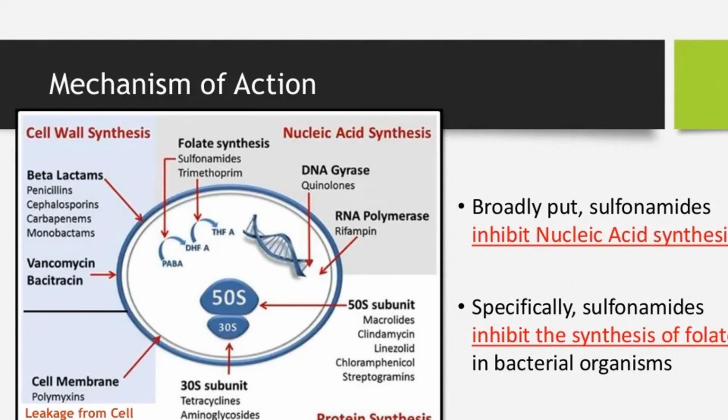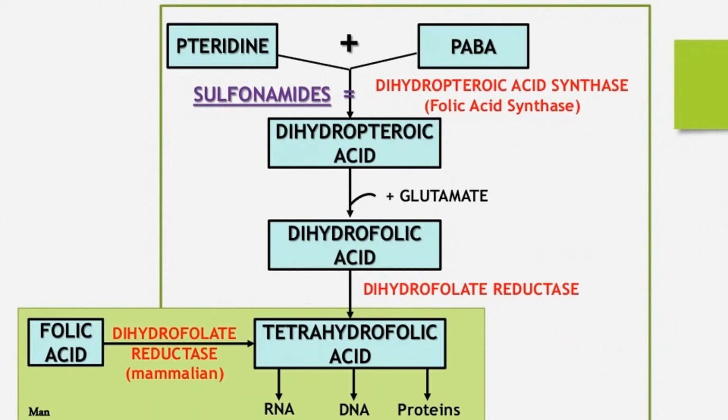Then the mechanism of action of sulfonamide derivatives: broadly put, sulfonamides inhibit nucleic acid synthesis, and specifically sulfonamides inhibit the synthesis of folate in bacteria. This is the cycle of synthesis of nucleic acid. First, pteridine and PABA are converted into dihydropteroic acid in the presence of dihydropteroate synthase, and in the presence of glutamate it is converted into dihydrofolic acid.